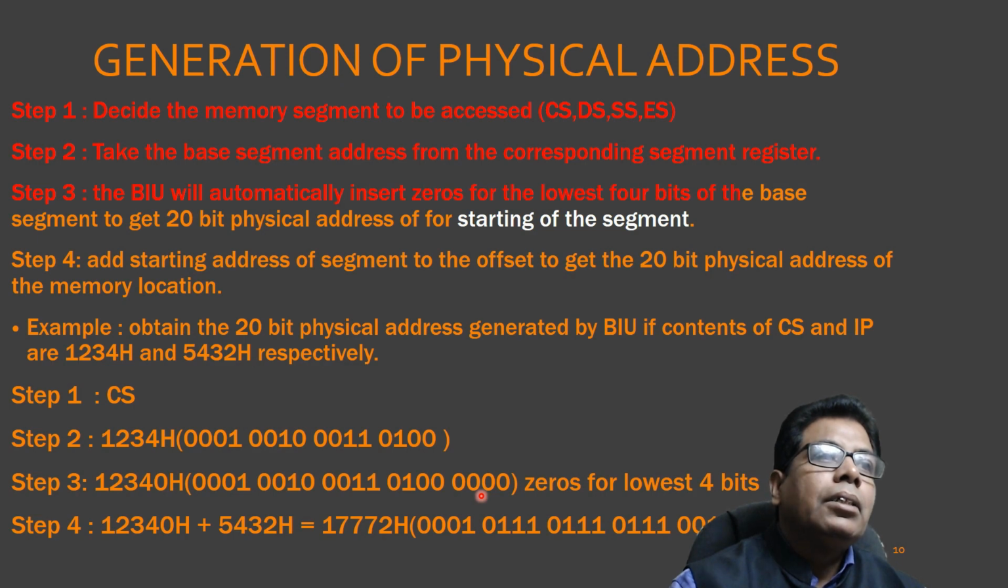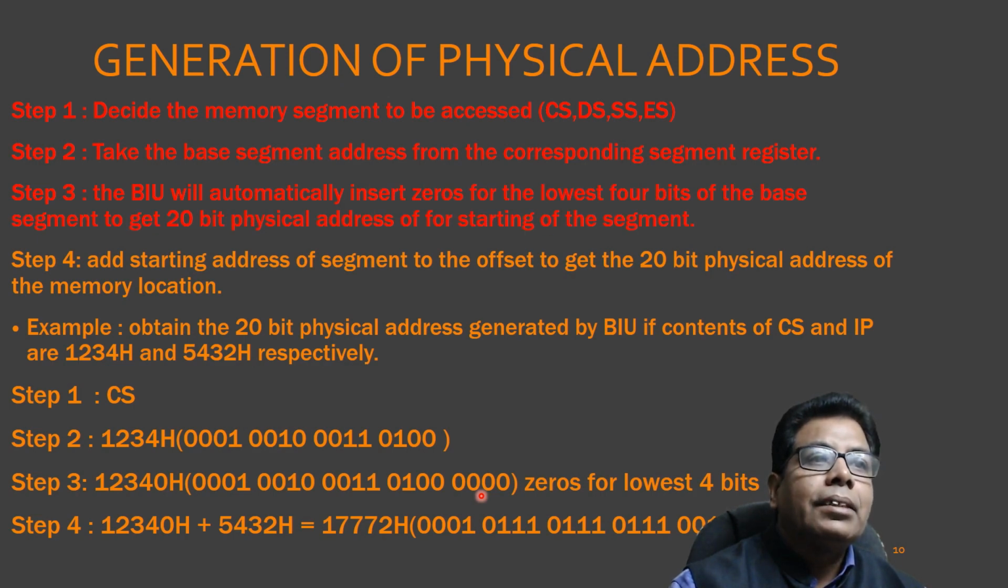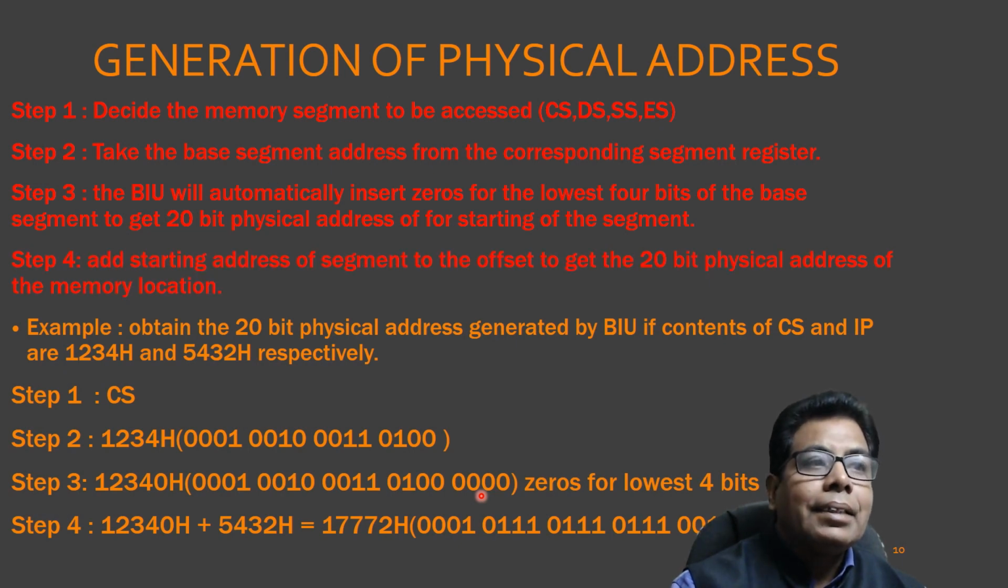Then step 3, the bus interface unit will automatically insert zeros for the lowest 4 bits of the base segment to get 20-bit physical address for the starting of the segment. So that is the starting address of the segment, that will be 20-bit. Then step 4, add starting address of the segment to the offset to get 20-bit physical address of the memory location. So these are the general steps for calculation of physical address, and they are applicable to all the segments. There is code segment, data segment, stack segment and extra segment.